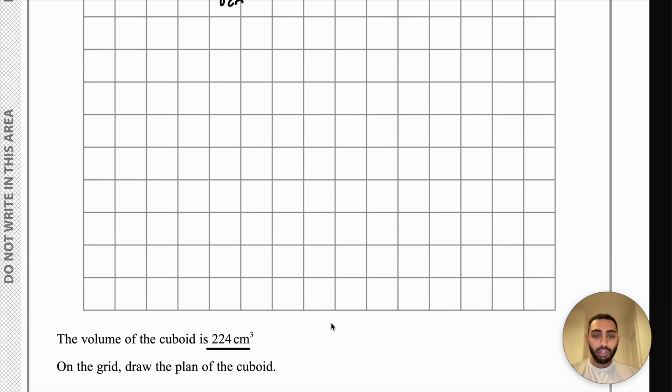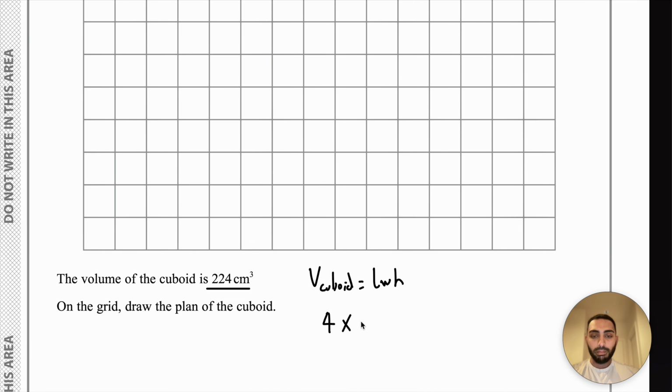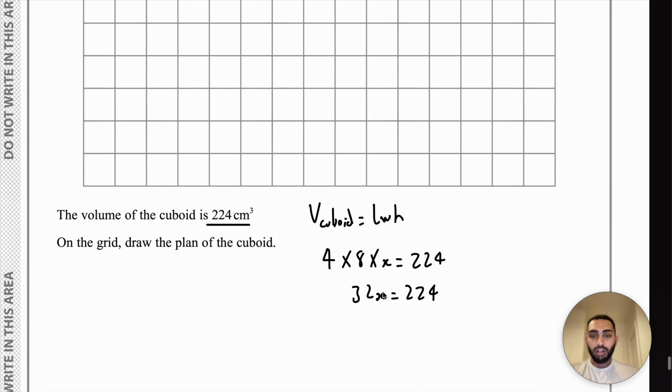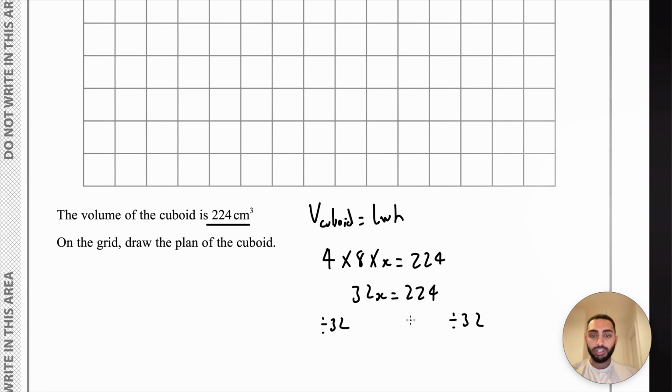So how do we work out volumes of cuboids? All we do is multiply all of our lengths together, so length multiplied by width multiplied by height. And we have two of them already, the 4 and the 8. So 4 multiplied by this 8 multiplied by something else that we're trying to find is equal to 224. 4 times 8 is 32, so 32x is equal to 224. We just need to divide by 32 on both sides to get x on its own. 224 divided by 32 is 7. So our missing side is 7 centimeters.